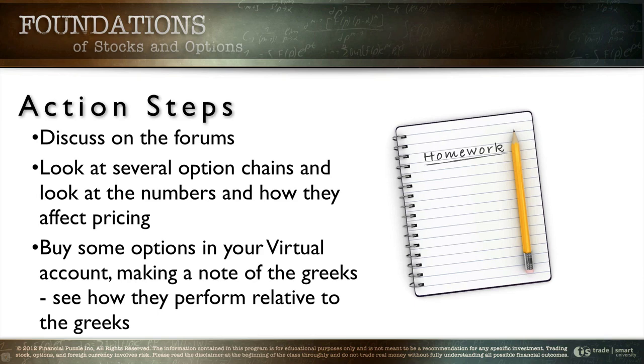Buy some options in your virtual accounts. Make notes of how your Greeks are behaving. Watch how your options perform relative to the Greeks. Do some numbers on your own. You'll start to see it. And once you get it, you got it. And that's the thing, you'll hit the hump. I can't tell you when it's going to happen. It depends on how much time you focus on it, how hard you work to figure it out, and how complicated you try to make it.